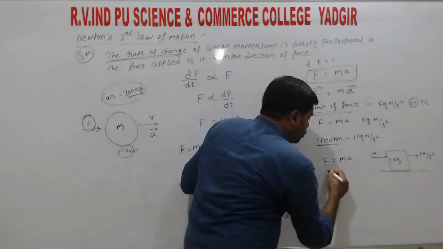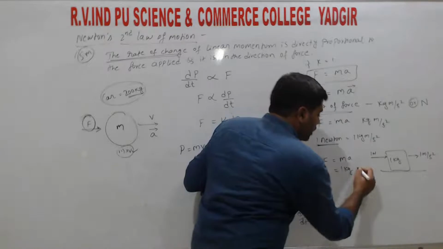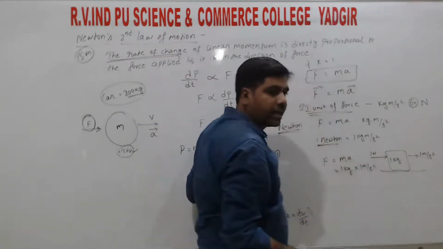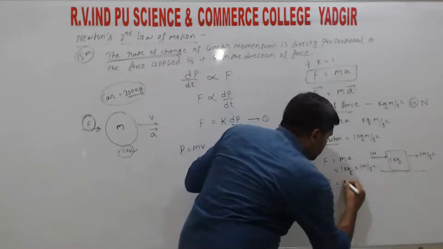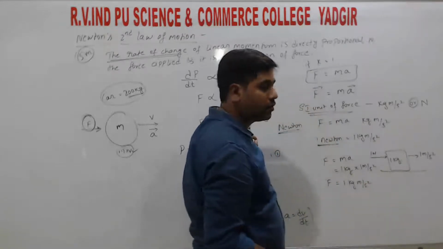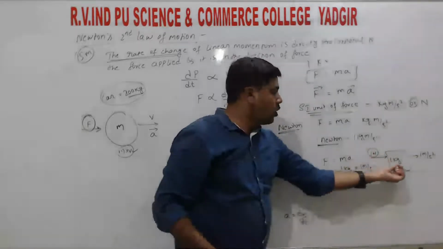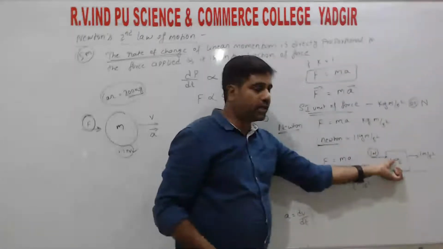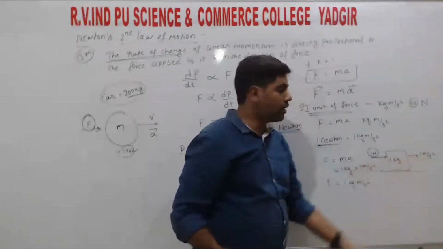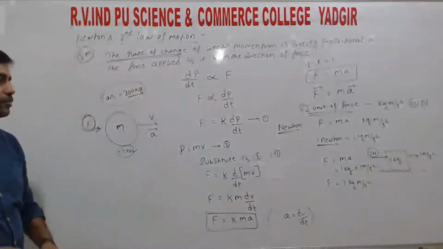So F is equals to ma, that is, an object of 1 kg moving with an acceleration of 1 meter per second square, then we get the force is equals to 1 kg meter per second square, right? So that means we are applying the force 1 newton. So for 1 newton, the object's mass should be 1 kg, and it should be accelerating with 1 meter per second square, right? So that is what the newton is, right?